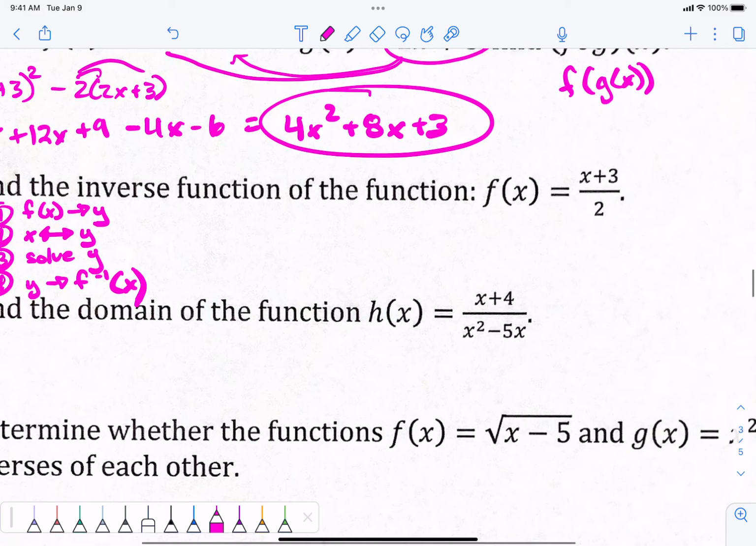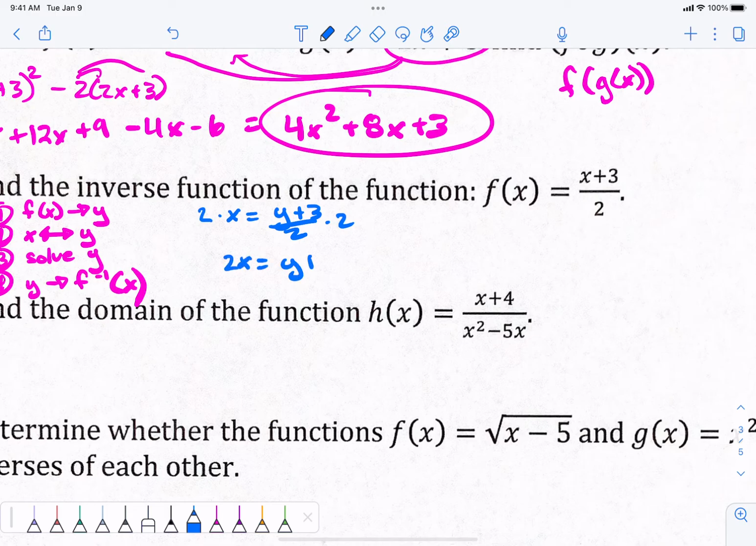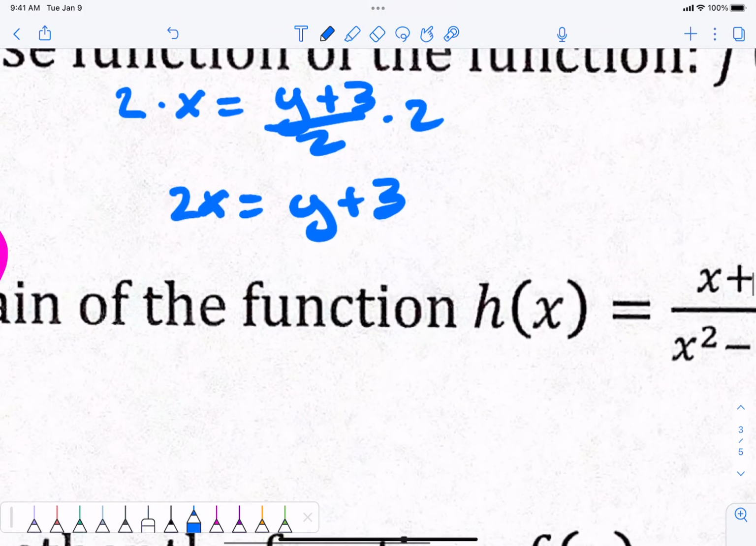Okay. All right. Step 1 and 2 we do at the same time, x usually equals y plus 3 over 2, times 2 times 2. 2x equals y plus 3, minus 3.